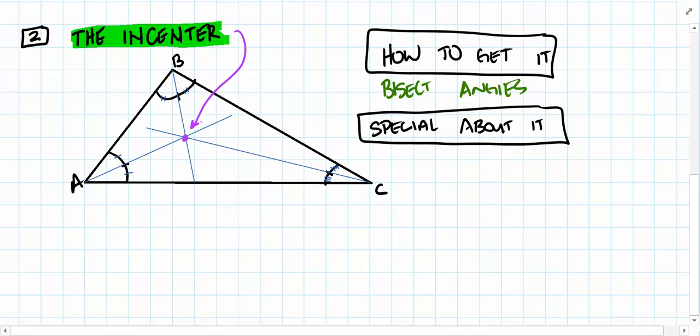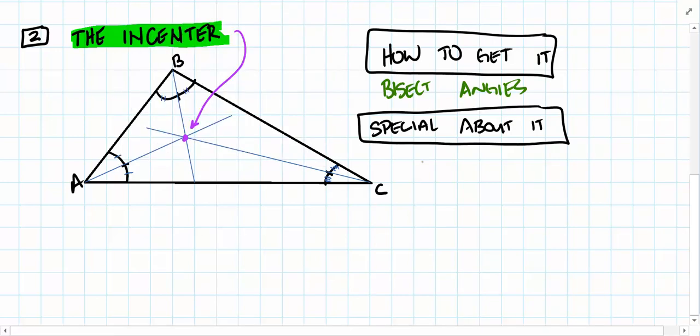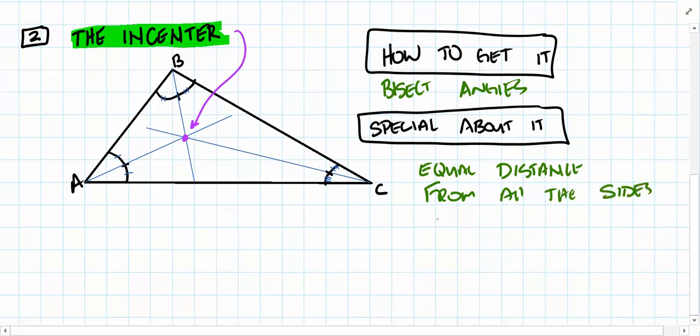So how do we get the in-center, you guys? We bisected the angles. Now, what is special about it? Well, it's obviously in the center, but it is equal distance from all the sides of the triangle. It's equal distance from all the sides.